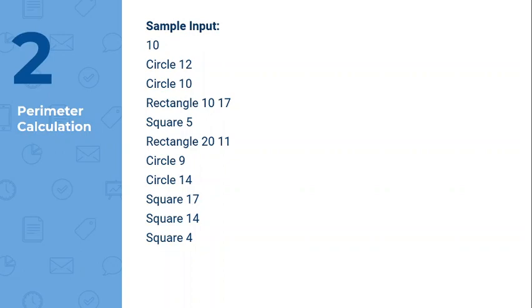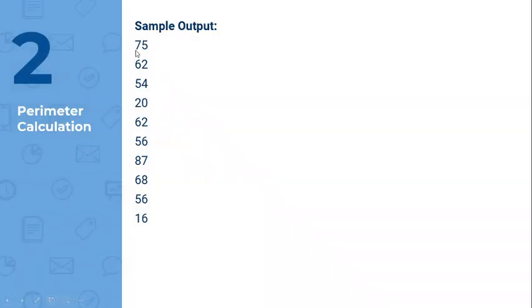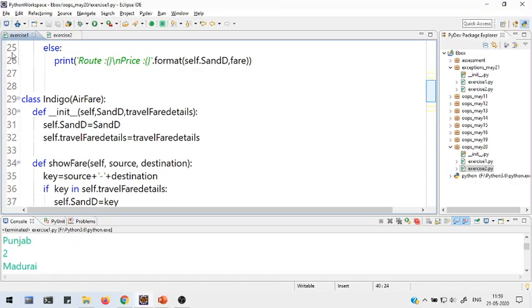And this is the sample input. So the input has the type of the shape followed by the attribute of a shape. So if it is a circle, it has only one value, which is radius. If it is a rectangle, it has length and breadth. If it is square, it has a side. And the output should be integer values, which are the perimeters of the particular shape. Now let us dive into the solution.